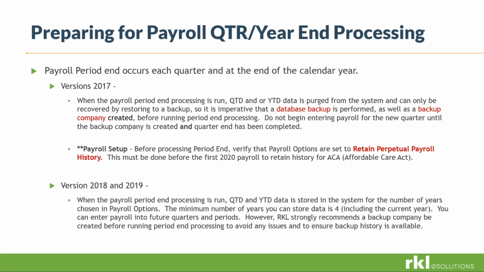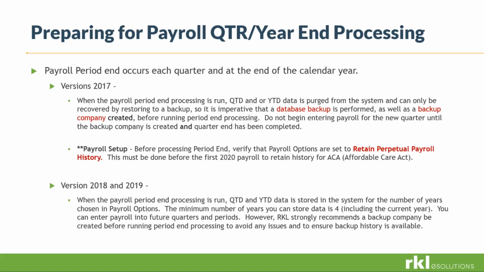Another thing you want to do in your payroll setups, which is under the payroll setup menu, payroll options task, is to verify that retain perpetual payroll history is enabled. And that needs to be done before the first 2020 payroll in order to retain the history necessary to file your Affordable Care Act documents from Sage 100.